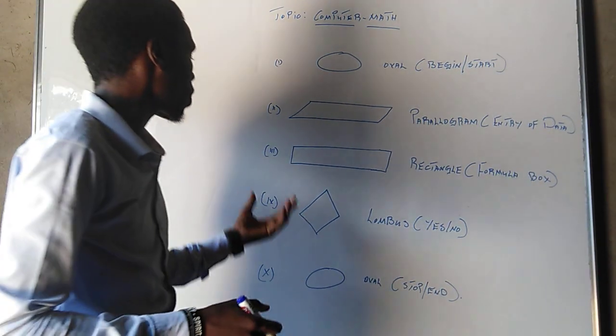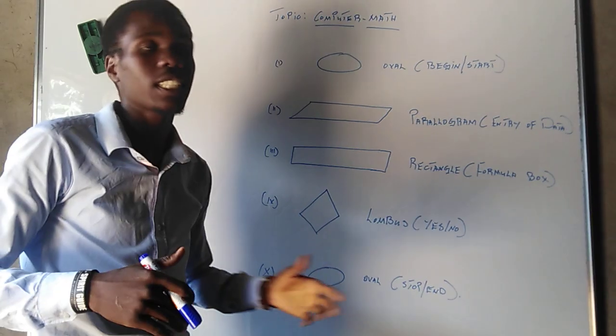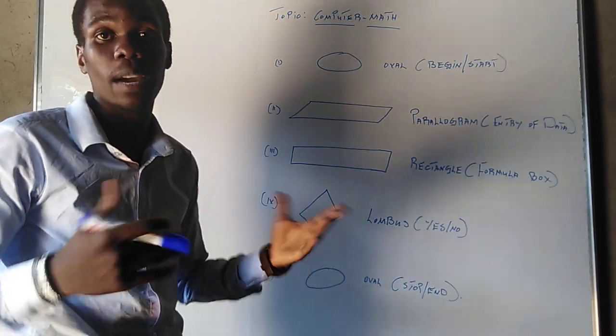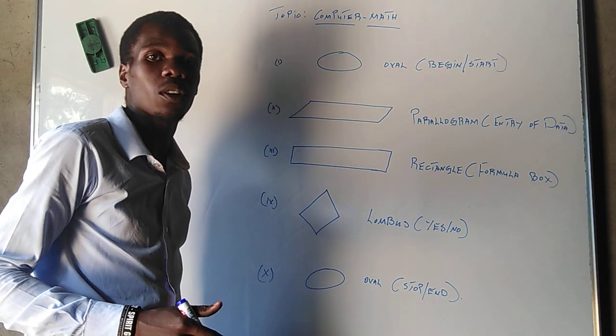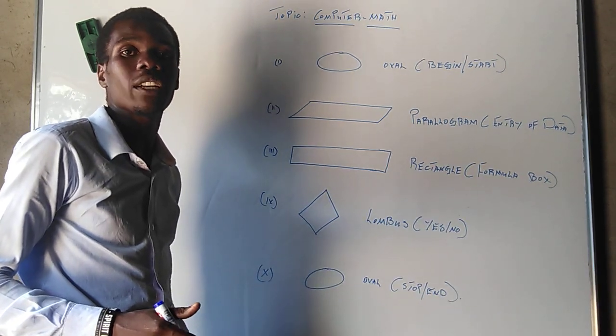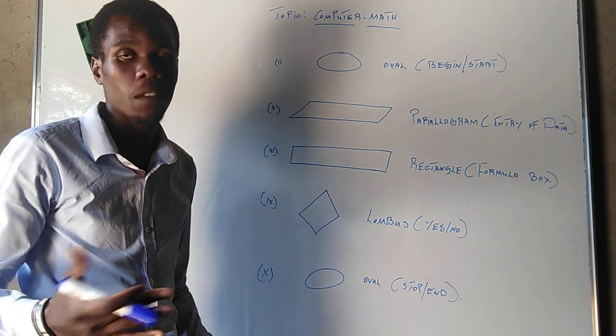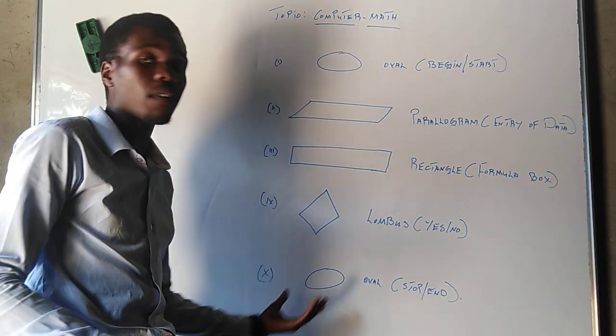Let's look at the fourth one, which is the diamond shape. This diamond shape is only for yes or no. The diamond shape is only for yes or no. Very important.